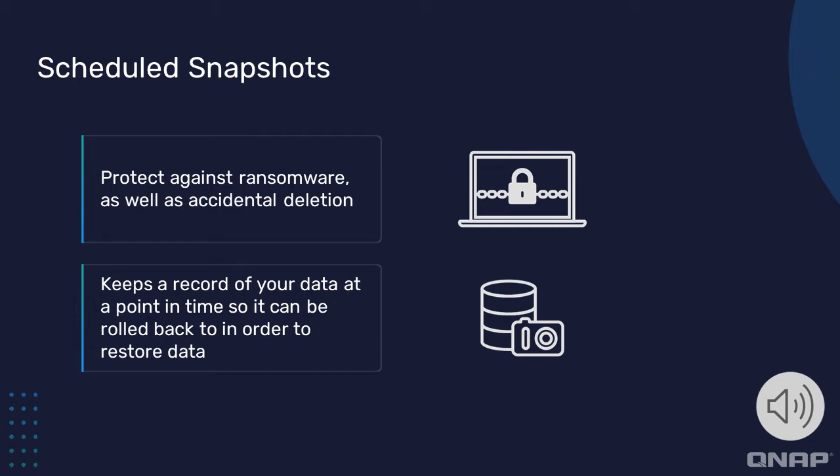Snapshots keep a record of your data from a point in time that can be rolled back to in the event that your data is compromised. This is achieved by saving changes that are made to the volume data along with metadata. This makes recovery faster and minimizes storage overhead, as snapshots are not entire backups.